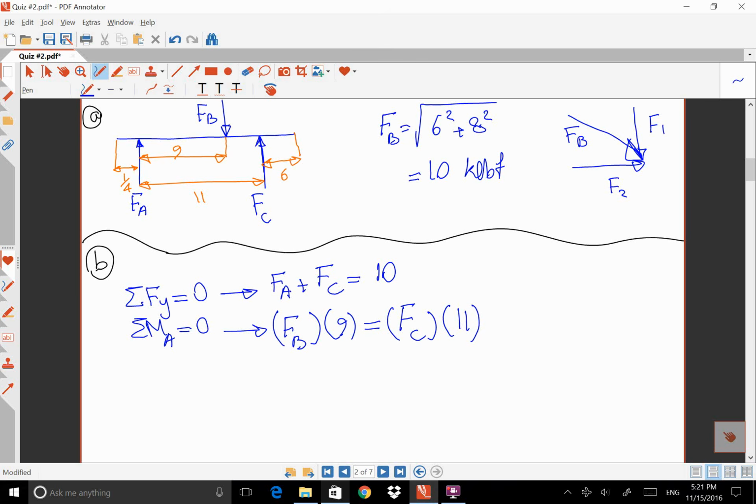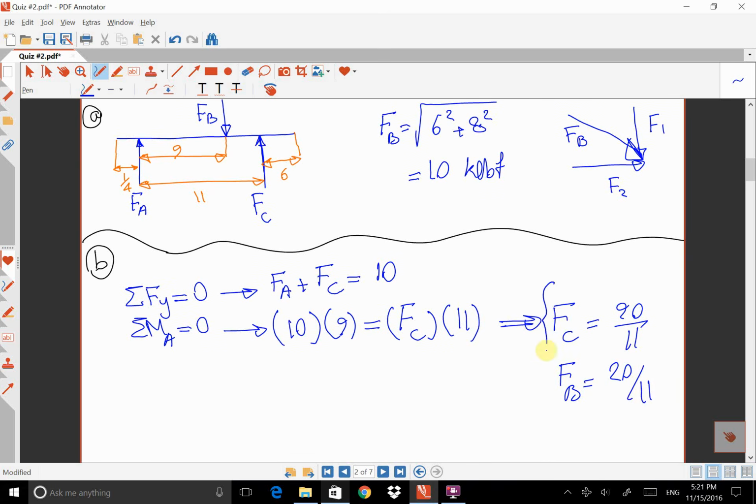From the second equation, we know that Fb is 10, so I just substitute that with 10. So I can find Fc here. Fc will be 90/11. And if I substitute that in the first equation, I can find Fa. So Fa will be 20/11, if I didn't make a mistake. So these are the forces, and both are in kilopound force.